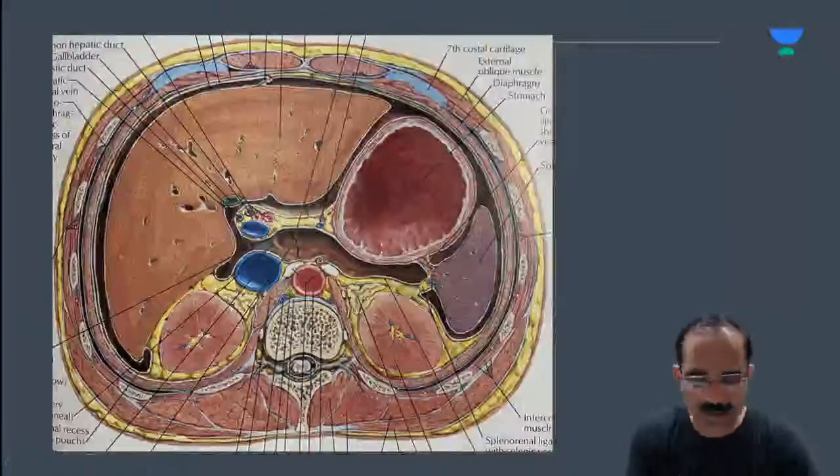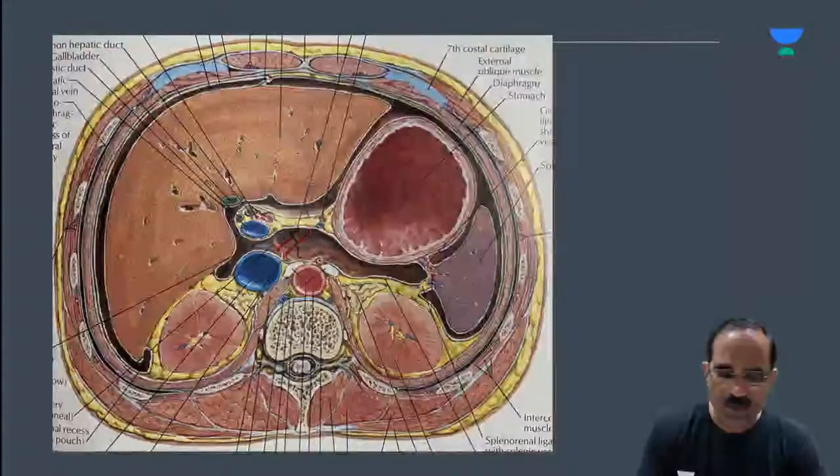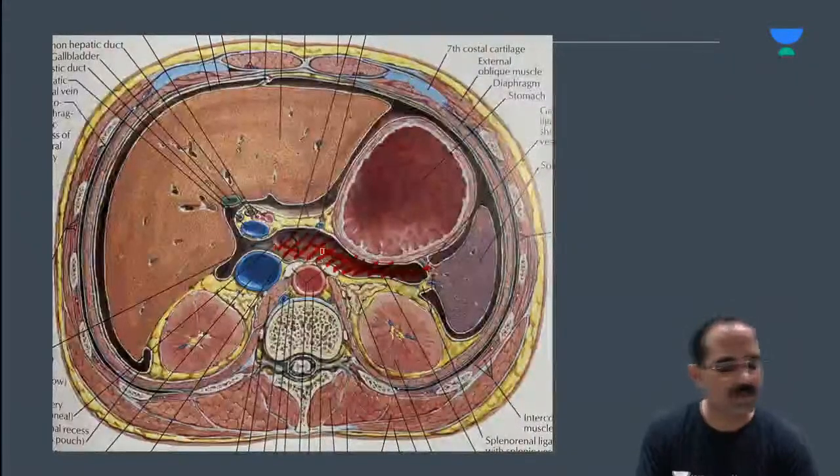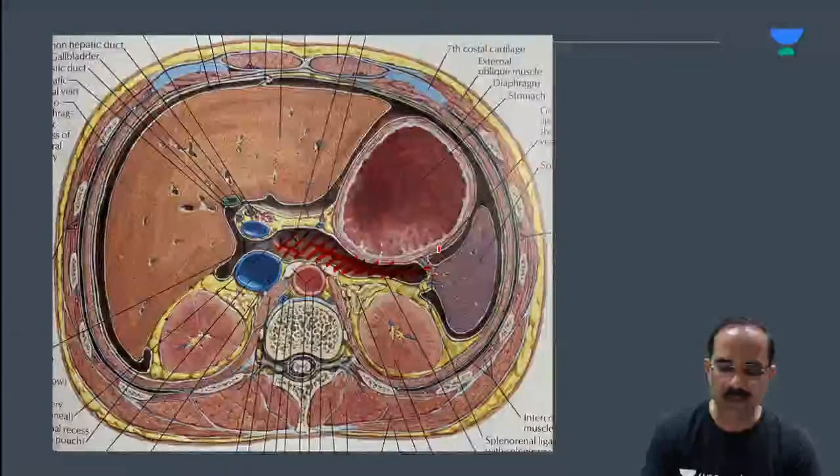Okay, just have a look at this. Now tell me, what is this space? Students, ये देखो, what is this space? That's the lesser sac, right? That's the lesser sac. The space behind the stomach, that's the lesser sac.